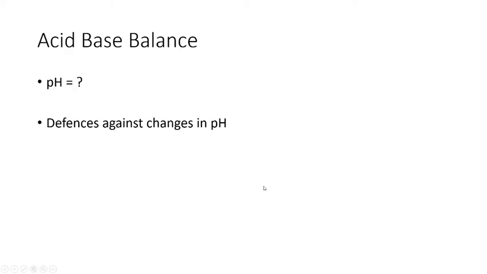The next bit of the talk goes on to acid-base balance. So what I suggest is let's have a 10-minute break, get yourself a drink, and then I'll start back at about 10 past 10.